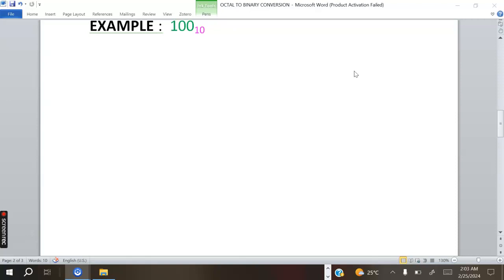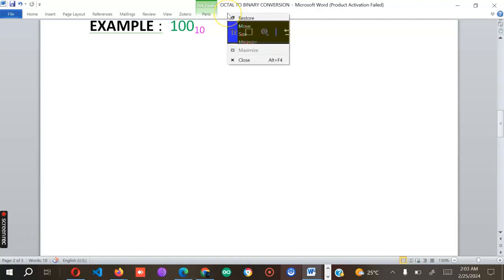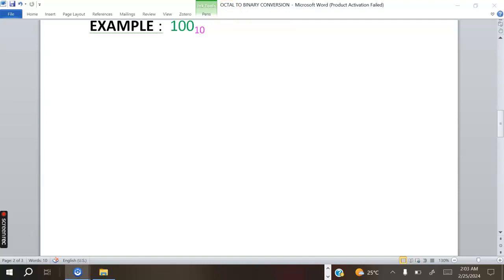Okay, let's do it. So our number is 100. Remember the rules. You divide the number. So our number is 100. You divide by 2, and this will give you 50 remainder 0. Next we have the 50.